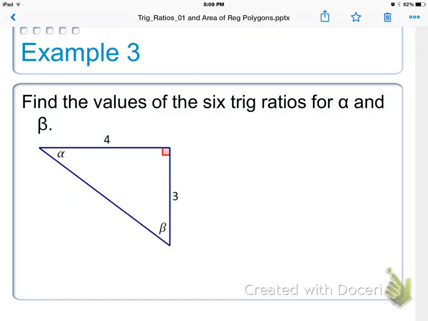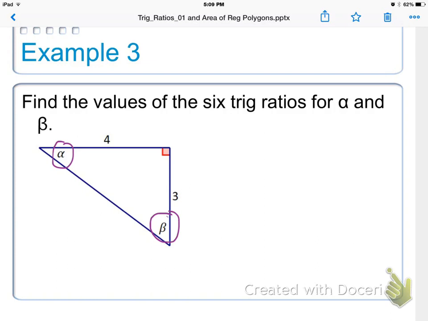Okay, on this one here, it wants you to find the 6 trig ratios. And remember, when you say 6, I thought there's only 3. Well, there's 3 for angle A, or we can call it alpha, and 3 for angle B, or beta.